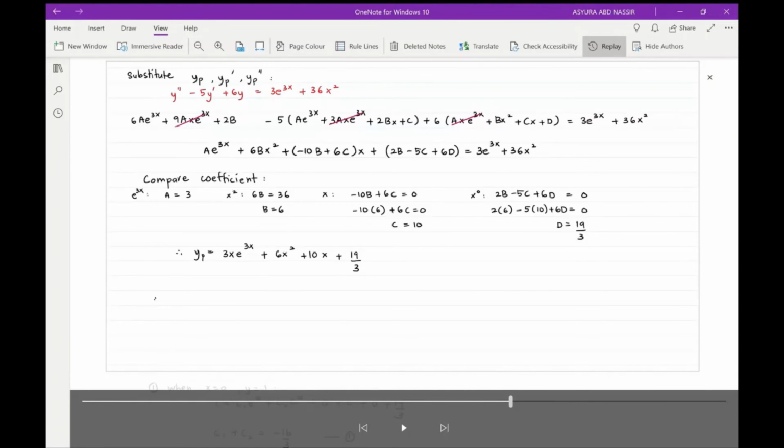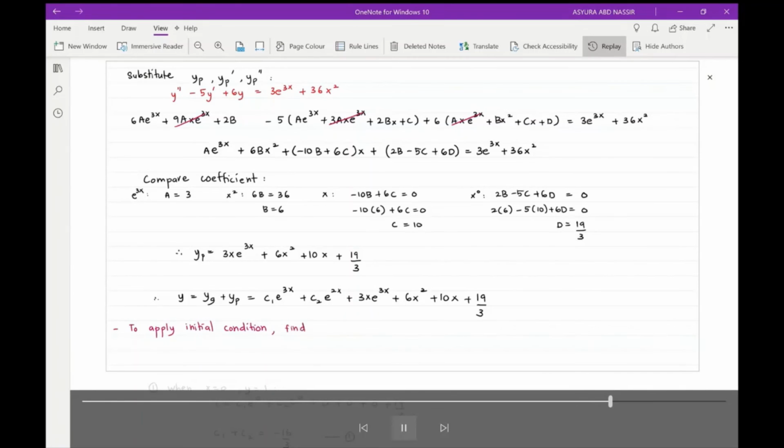Okay, and your y will be equals to yg plus yp, which is equals to c1e^(3x) plus c2e^(2x) plus 3xe^(3x) plus 6x squared plus 10x plus 19 over 3. But remember, this is not your final answer because we have the initial conditions given in the question. So to apply the initial conditions, firstly, you have to find your y prime. That is, you have to differentiate your y.